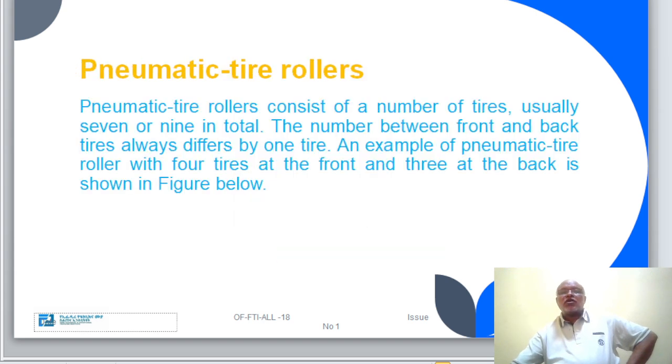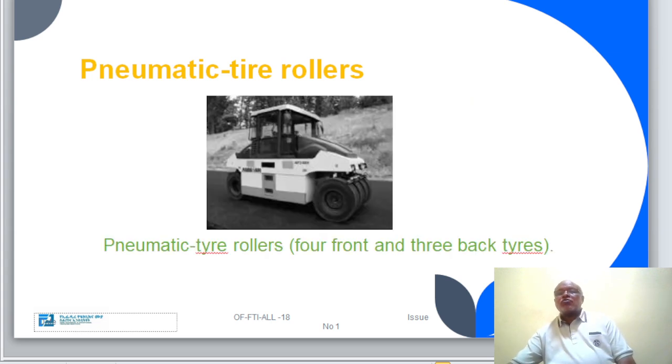The next one is the pneumatic tire roller. A pneumatic tire roller consists of a number of tires, usually 7 or 9 in total, and the number between the front and the back tires always differs by one tire. An example of a pneumatic tire roller with 4 tires at the front and 3 tires at the back is shown in the figure below. This is a pneumatic tire roller with 4 front and 3 back tires.